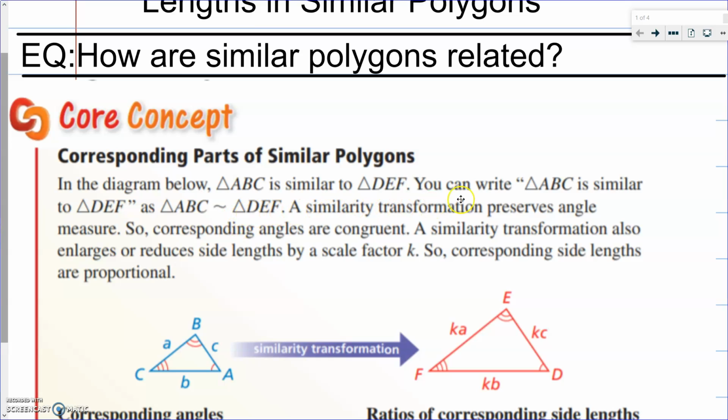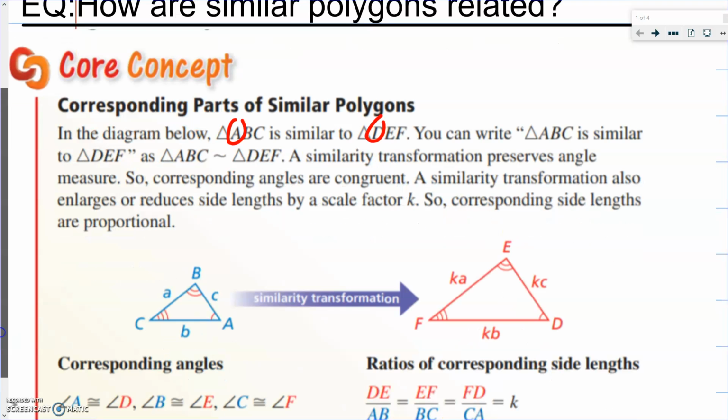A similarity transformation preserves angle measure. So we now can say that A is congruent to D, B is congruent to E, and C is congruent to F. They have the same values regarding the angle measure, and the corresponding angles are congruent. A similarity transformation also enlarges or reduces the side lengths by a scale factor of K. So corresponding side lengths are proportional. What that means is we can solve for them using ratios.